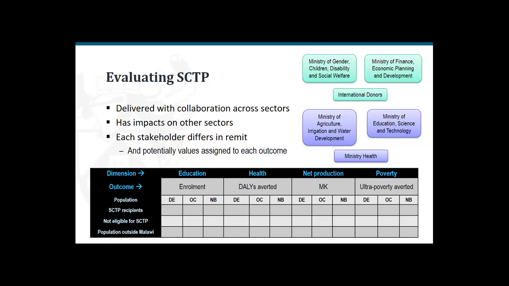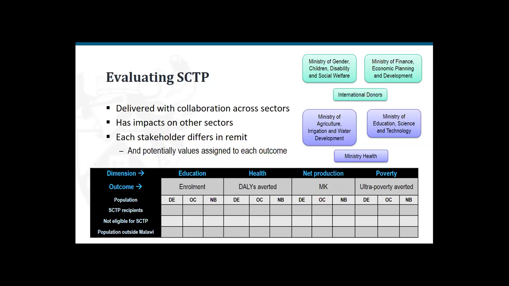So we have the dimensions of outcomes that may be important to each stakeholder, and we select outcome measures that we can use to determine the impact of the policy on these different outcomes. So we might look at numbers of children enrolled in school for impacts on education outcomes. We might look at disability adjusted life years averted for health outcomes. In terms of net production, we might just measure that in monetary values. And in terms of poverty, we might look at cases of ultra poverty averted.